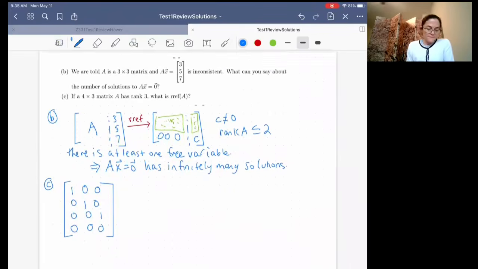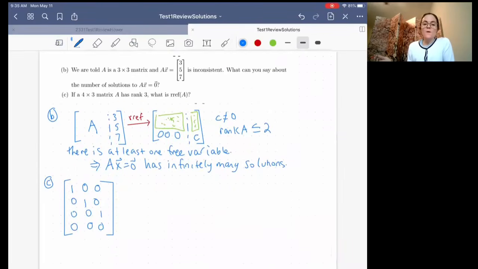One feature of reduced row echelon form is that if there's a row of zeros, it must be at the very bottom. That's because every time you have a leading 1, every row above it must have a leading 1 to the left. So there's no way this row of zeros could be above somewhere, because that would fail. I think that was the third property. So if you're a 4 by 3, rank 3, this is the only option for the reduced row echelon form.